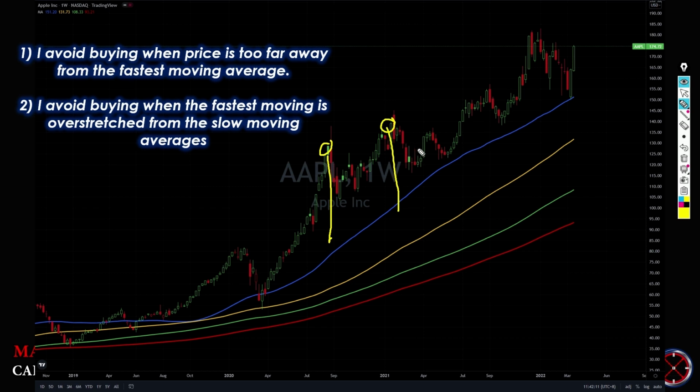I still have other stocks in my portfolio. I'm just waiting for it to come into my trading, or actually investment, environment. So avoid buying when the fastest moving average is overstretched from the other slow moving averages, right? Like in this case. Yeah, rare instances.